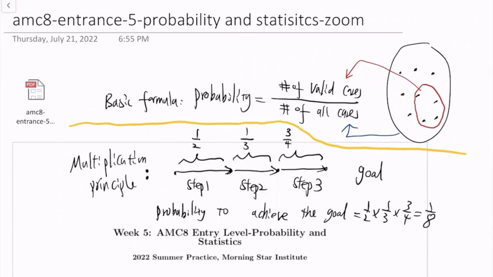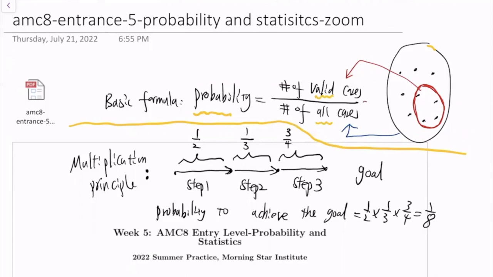Suppose that we have finitely many outcomes, like here, and each outcome is equally likely to happen. And then the way to calculate probability, say I want to calculate the probability of this specific event, the formula says all we need to do is find the fraction, which is the number of valid cases divided by the number of all cases.